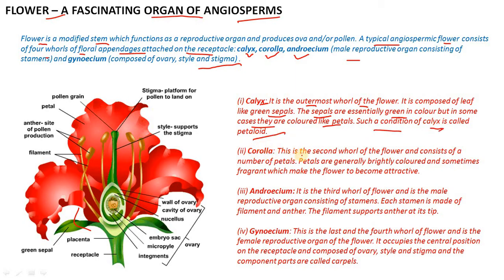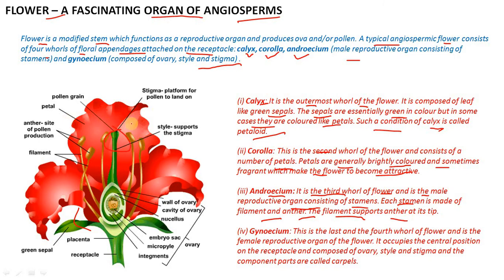What is the corolla? This is the second whorl of the flower and consists of a number of petals. The petals are generally brightly colored and sometimes fragrant, which makes the flower attractive. Now the androecium is the third whorl of the flower and is the male reproductive organ consisting of stamens. Each stamen is made up of a filament and anther. The filament supports the anther at its tip.